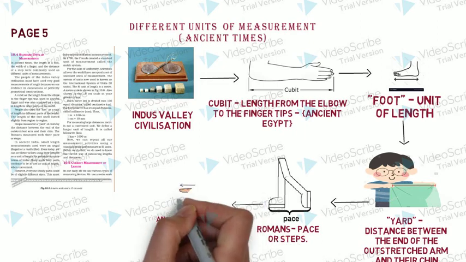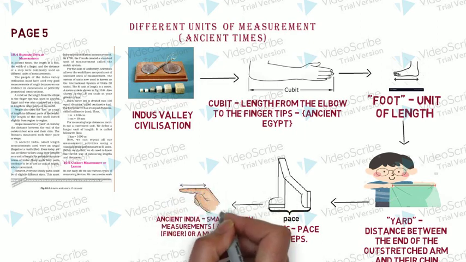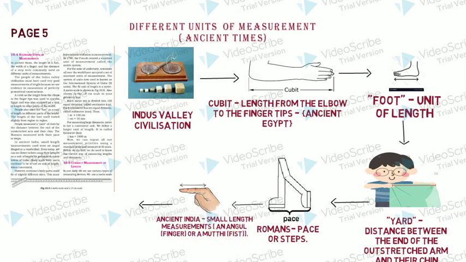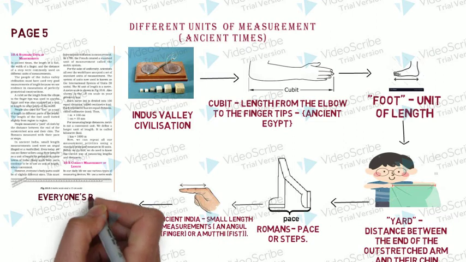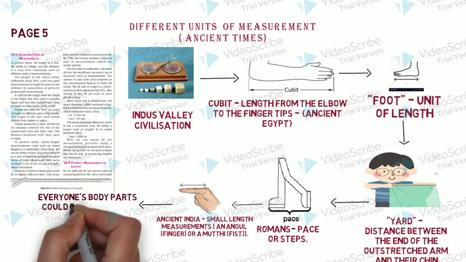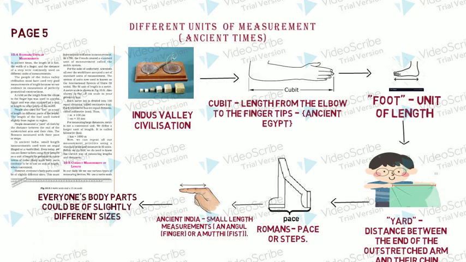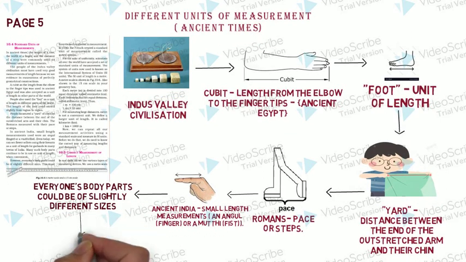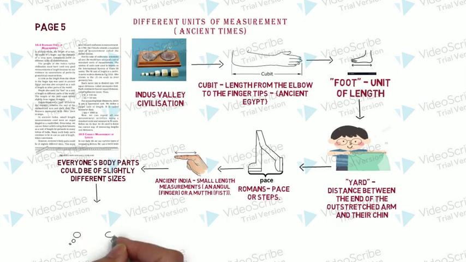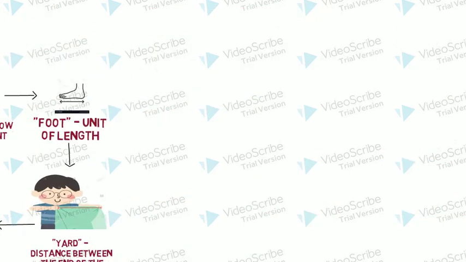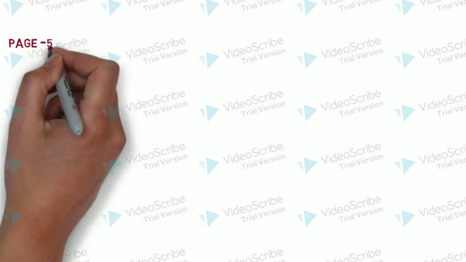Next, all these body parts are used as units of measurement, right? So everyone's body parts could be of slightly different sizes. So if they are of different sizes, the measured length also varies. That creates confusion in measurement. So what can be done to avoid such confusion in measurement?